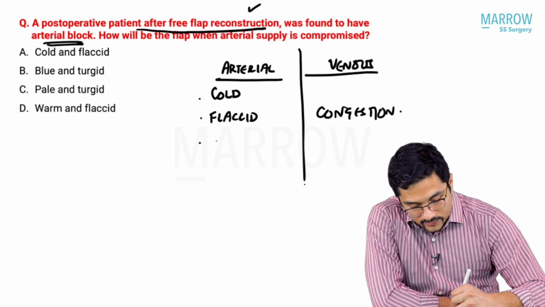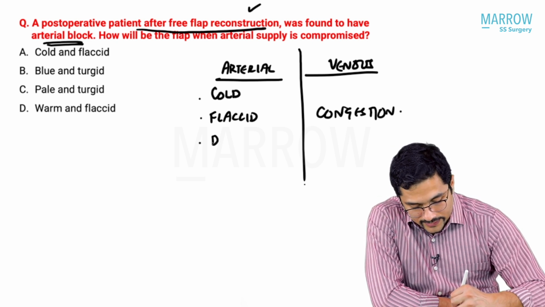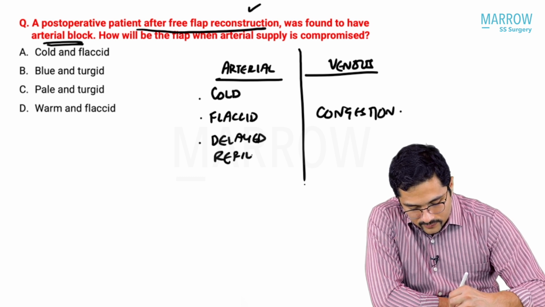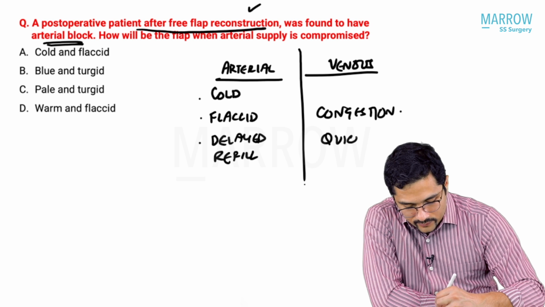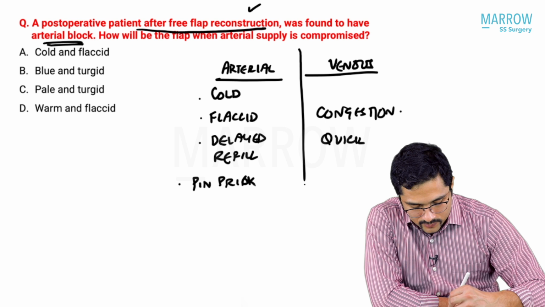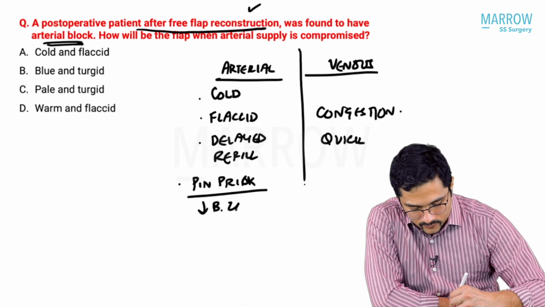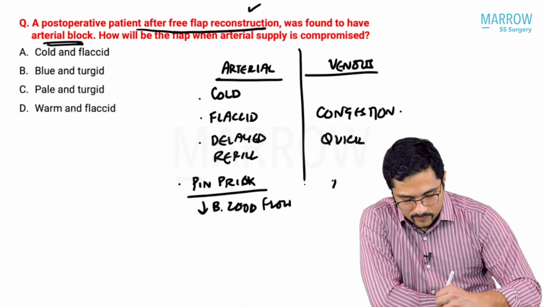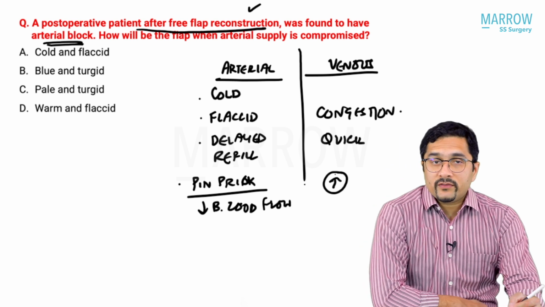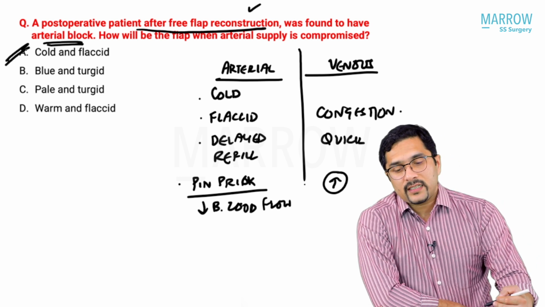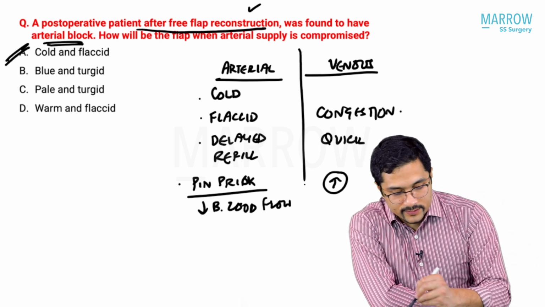There will be delayed capillary refill in arterial, here it will be quick refill, and if you do a pin prick, there will be decreased blood flow, here there will be brisk blood flow if there is a venous compromise. So the flap will be cold and flaccid if there is an arterial compromise in a flap.